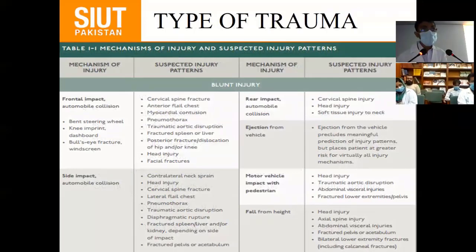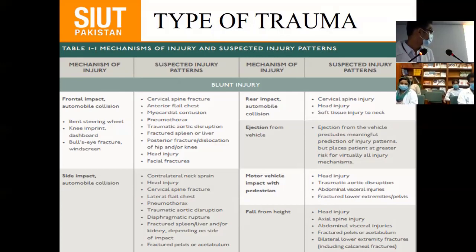Types of trauma. Broadly, trauma is categorized into three types: blunt trauma, penetrating trauma, and thermal trauma. We will discuss one by one. Blunt trauma. If the force is from a frontal impact, the cause would be an automobile collision. It will cause a bent steering wheel, knee imprint, dashboard injury, bull's eye fracture of the windscreen.